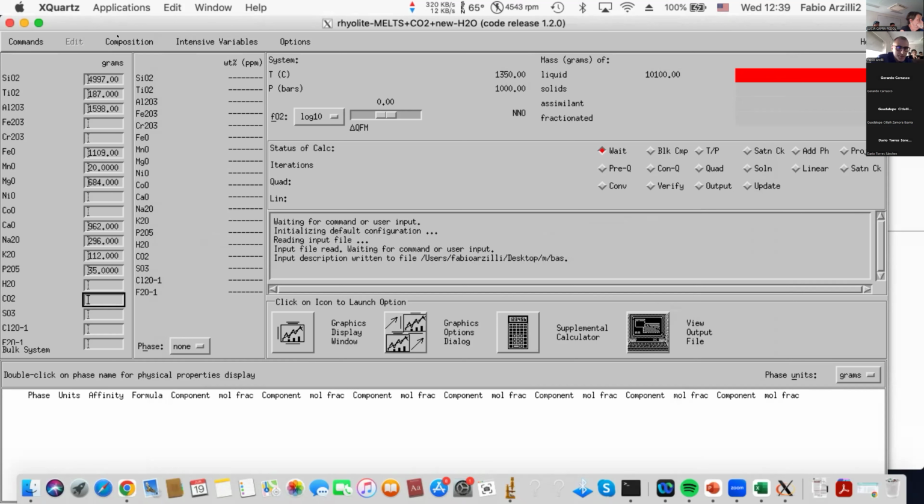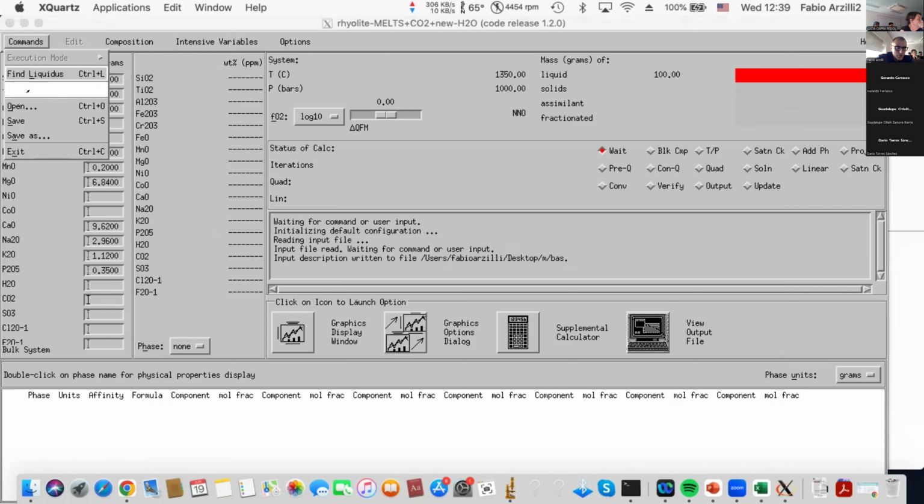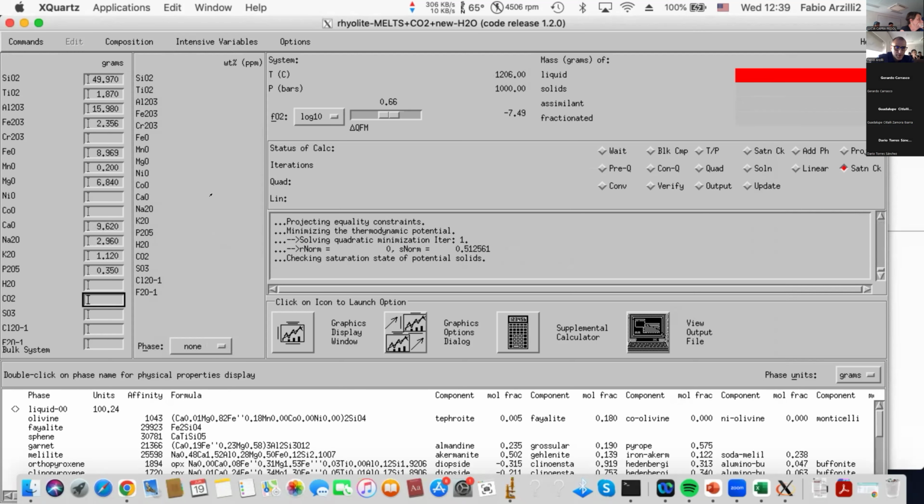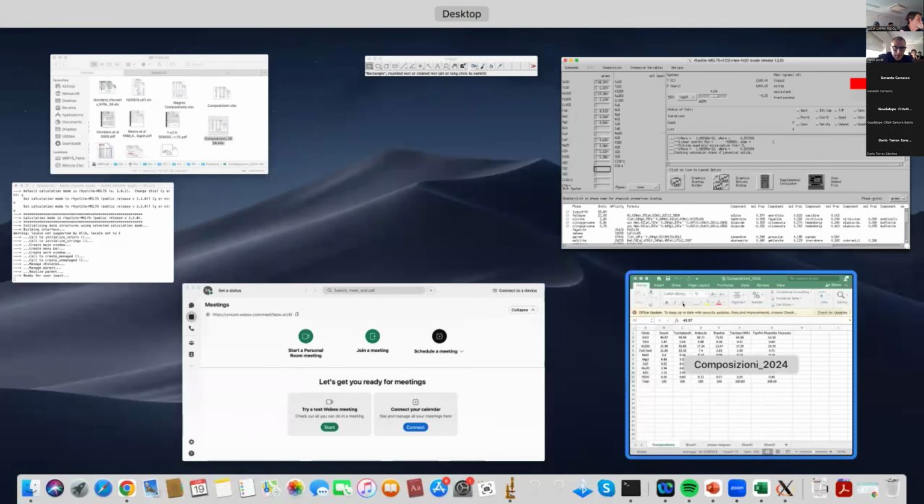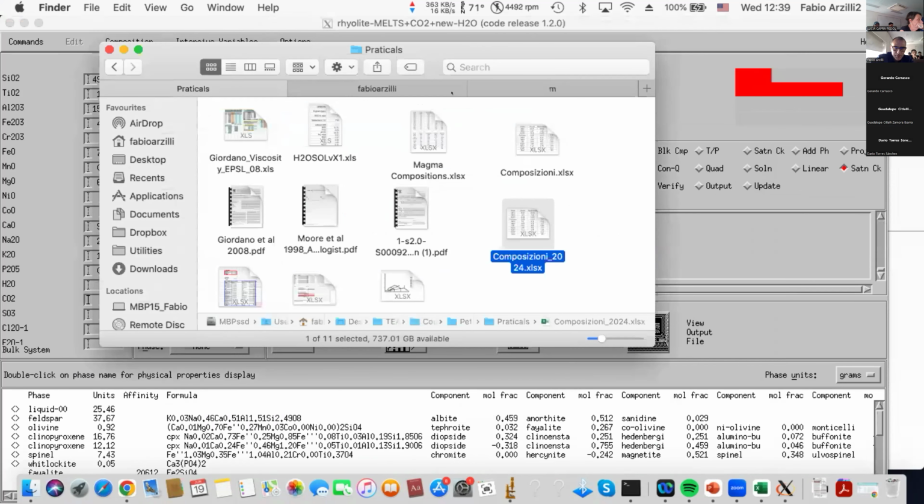And now I normalize. Okay. And we run this. And we are going to run considering equilibrium crystallization. So what we did so far. And we will have the results.